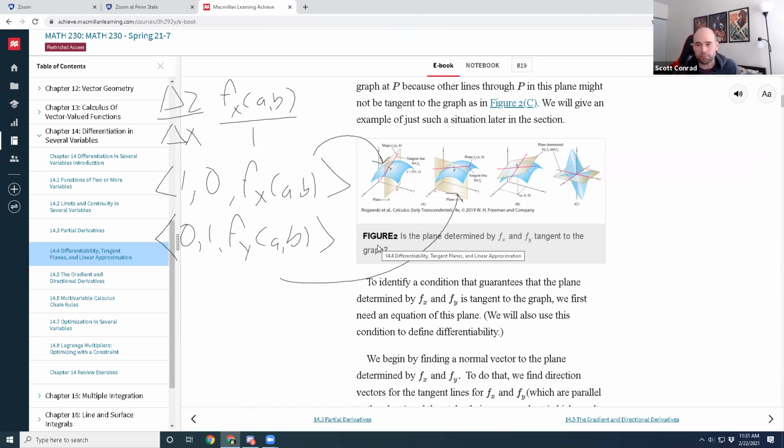So we have two vectors parallel to our plane. Remember, to find the equation of a plane, we need a point, which we have: the point (a, b, f(a, b)). And we need a normal vector. To find a normal vector, in this case, we take the cross product of the two parallel vectors. When we do that, if we do f sub y cross f sub x, we get the vector partial with respect to x at (a, b), partial with respect to y at (a, b), -1, for a normal vector to our plane.